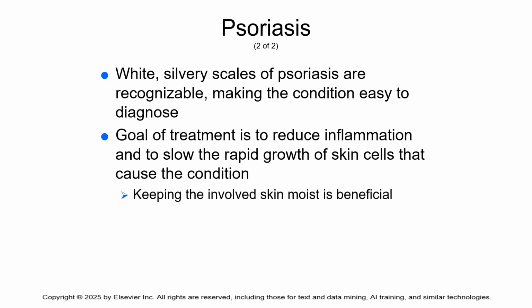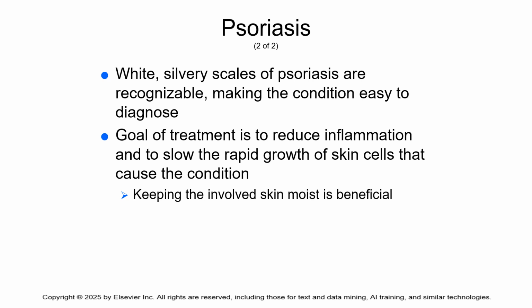One of the most easily identifiable signs is the white, silvery scaly patches. That's pretty specific for psoriasis. So sight is probably the first part of the diagnosis. The goal is treating it, reducing the inflammation, and slowing down the cell growth, because we said it's an overgrowth of cells, or too frequently developing growth of cells. And keeping the skin moist, because we said they're dry patches. If we keep them moist, it also keeps down some of the irritation.